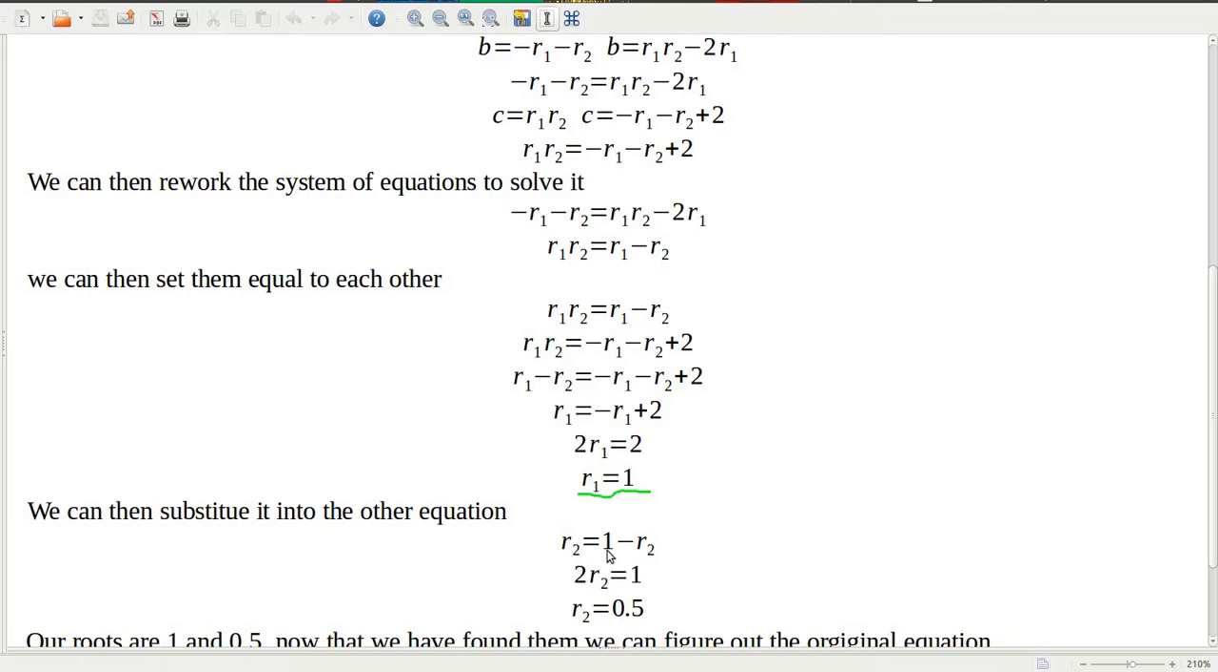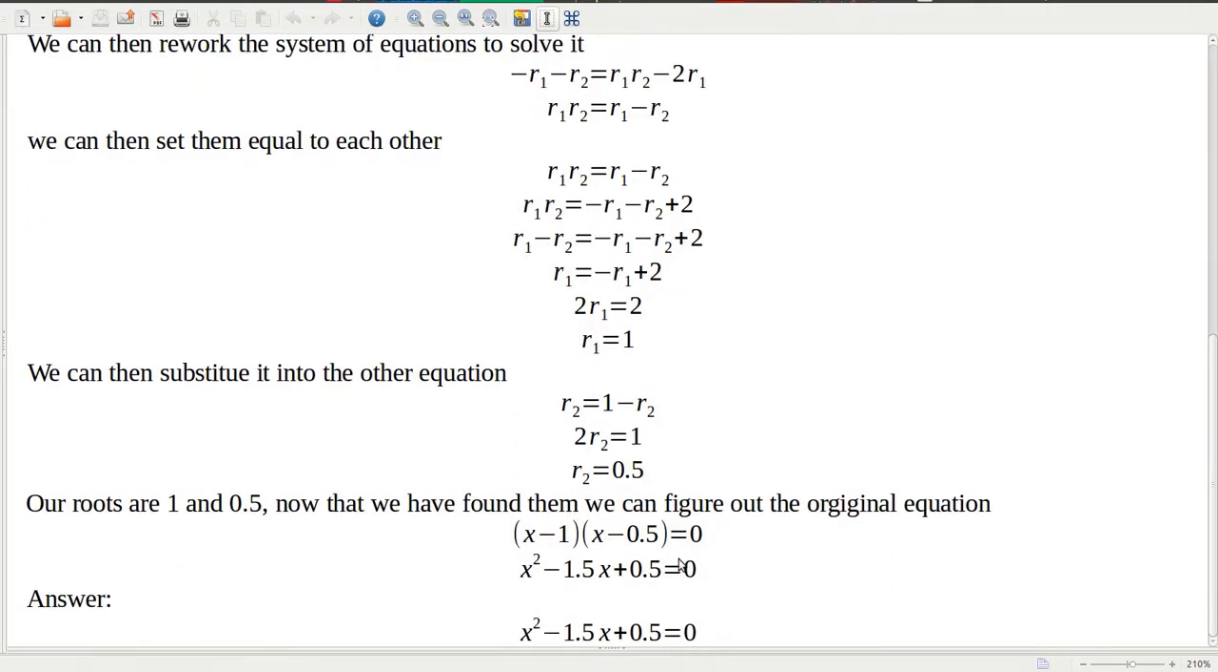We can then substitute this into the first equation and get r2 equals 1 minus r2, where we can then get 2r2 equals 1. So r2 equals 0.5.